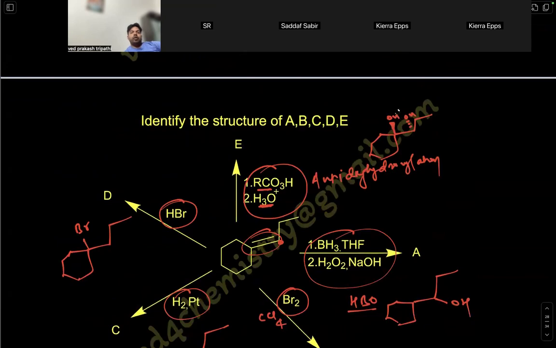Okay, this one is a common mistake. This carbon is not chiral. So you can use a plain bond here. This is not wedge, only a plain bond. Okay. So it should be a plain bond. Clear?